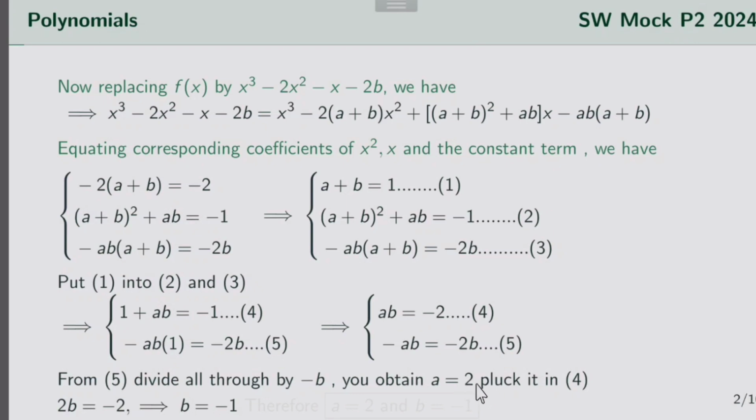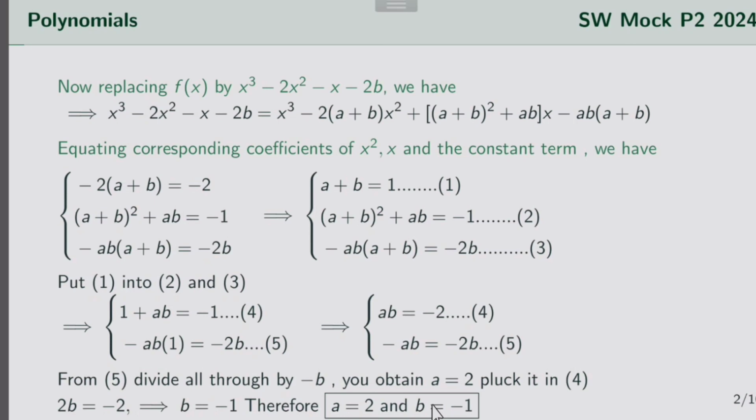Now I'll take this 2 and I'll plug it into equation 4. So I'll replace a by 2. So I'll be having 2b is equal to negative 2 and b is equal to negative 1. So these are the values of a and b. So I can write a is 2 and b is negative 1.